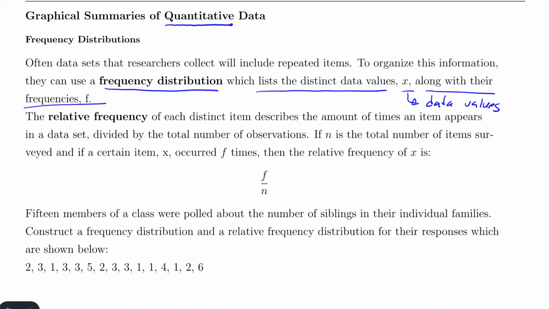Relative frequency is a similar idea. Each distinct item describes the number of times an item appears in the data set, divided by the total number of observations. So similarly, it represents a proportion. If we were to do a quick table, the x are the data values or numbers, and f is frequency. If I divide by the total number n, we get the proportion.